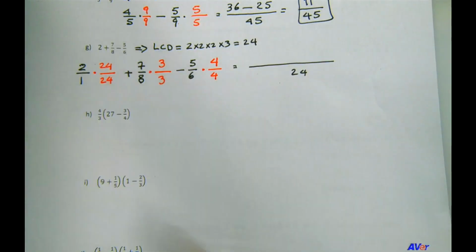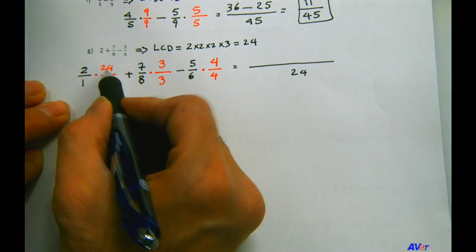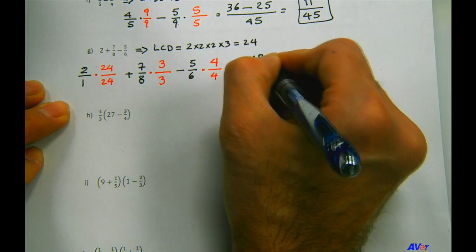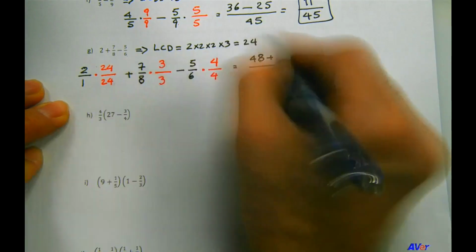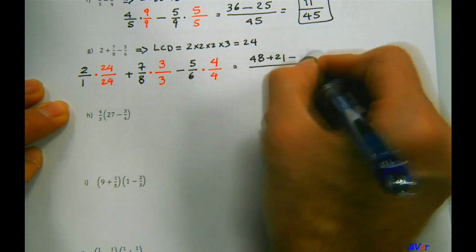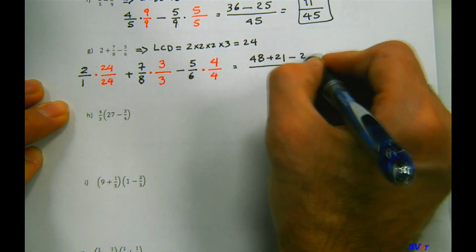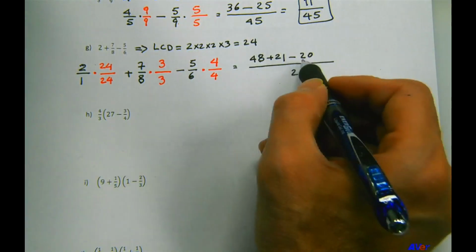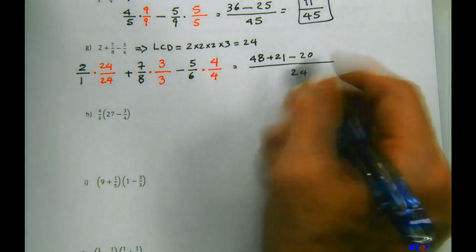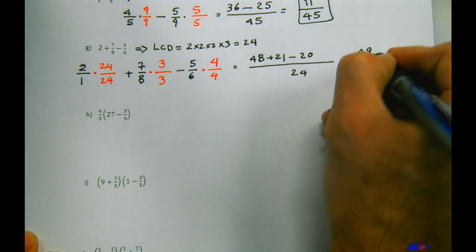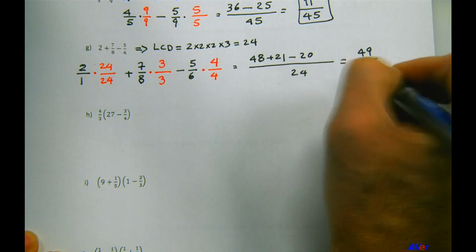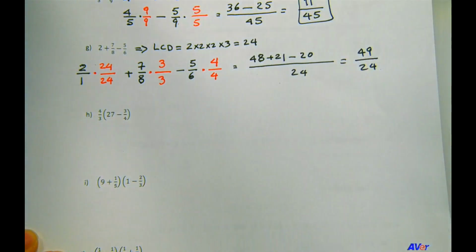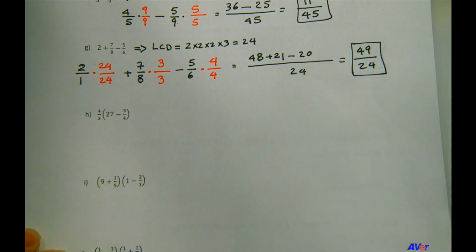But what are the numerators? This one is 2 times 24, or 48, plus 7 times 3 is 21, minus 5 times 4 is 20, right? Minus 20. So 21 minus 20 is positive 1, plus 48 is 49 over 24. Do these two have any common factors? Let's see. Nope, they don't. So that's where we leave the final answer. Otherwise, we would simplify it.